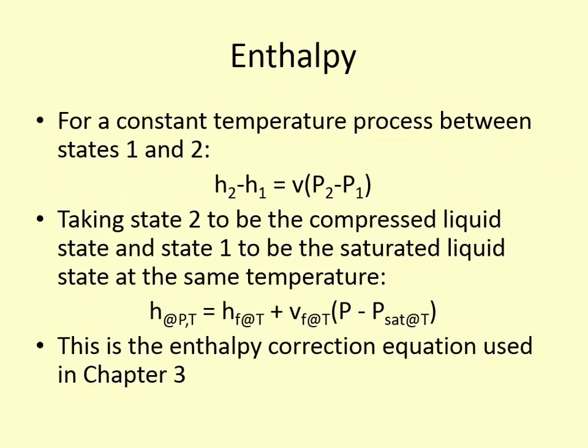Okay, sorry, I know we're almost done. For a constant temperature process between states 1 and 2, H2 minus H1 is just equal to the specific volume times the pressure change. And if we assume that state 2 is a compressed liquid state and state 1 is a saturated liquid state, for example, if the picture is on the dome and we're going from a saturated liquid to a compressed liquid, how is that going to work? Okay, like that.